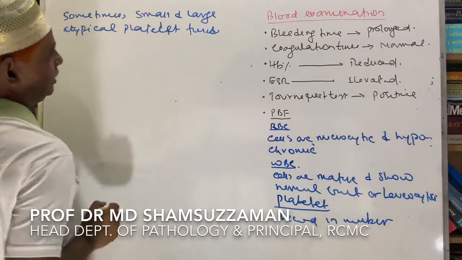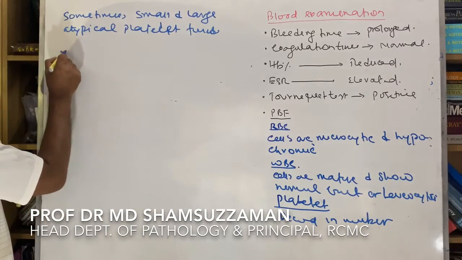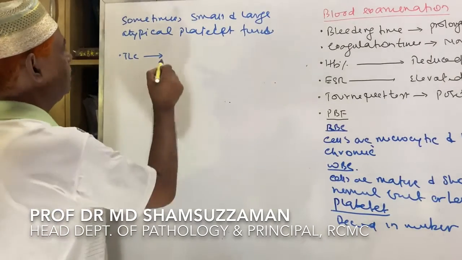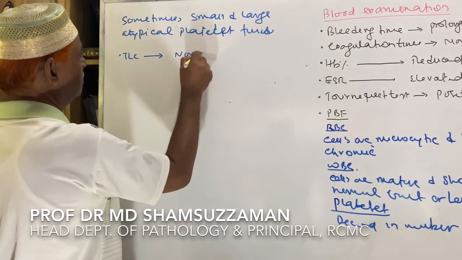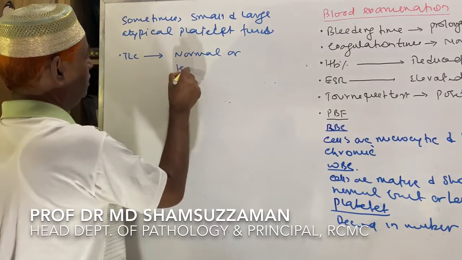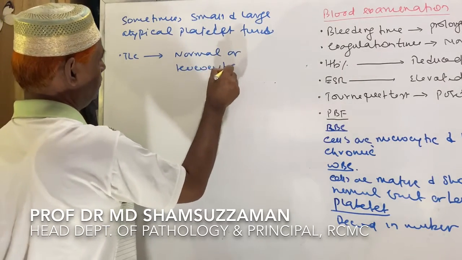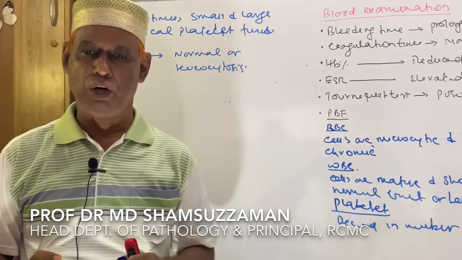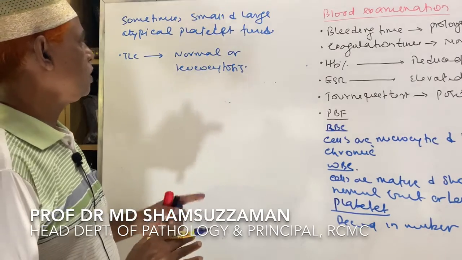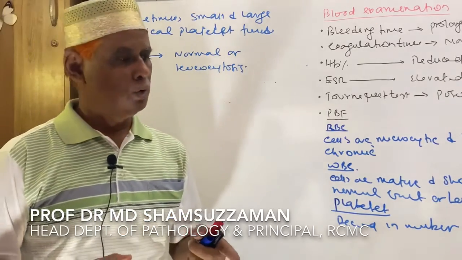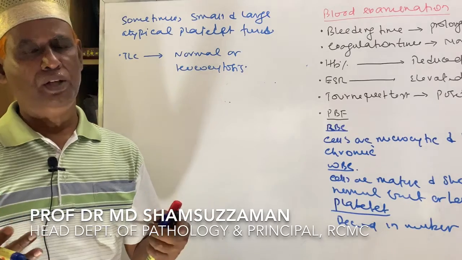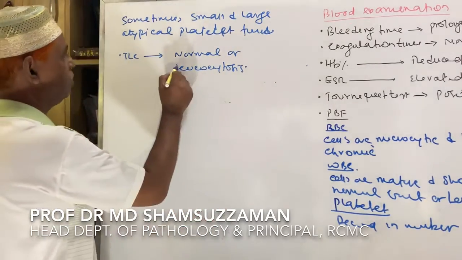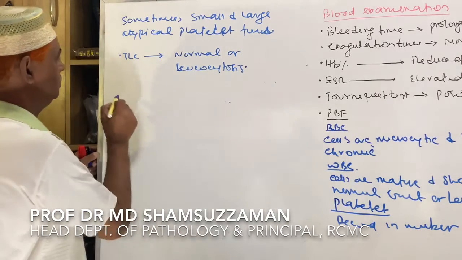Dear audience, we have to do total leukocyte count also. The total leukocyte count may be normal or show leukocytosis. We can recall hemorrhage is one of the causes of leukocytosis. So, during the episode of hemorrhage, total count of blood will be increased, that is leukocytosis.